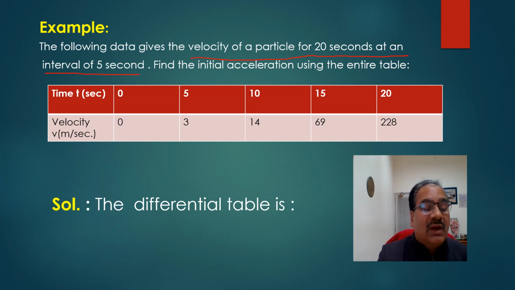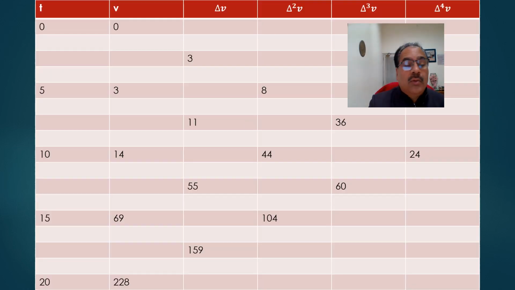Time in seconds is given as 0, 5, 10, 15, 20. Velocity in meters per second is given as 0, 3, 14, 69, and 28. First of all, you have to obtain the differential table. So you can obtain the differential table like this. This is time, this is velocity, this is del v, this is del square v, this is del cube v, and this is del power 4 v. 0, 5, 10, 15, 20. Here 0, 3, 14, 69, 28. It is already given.